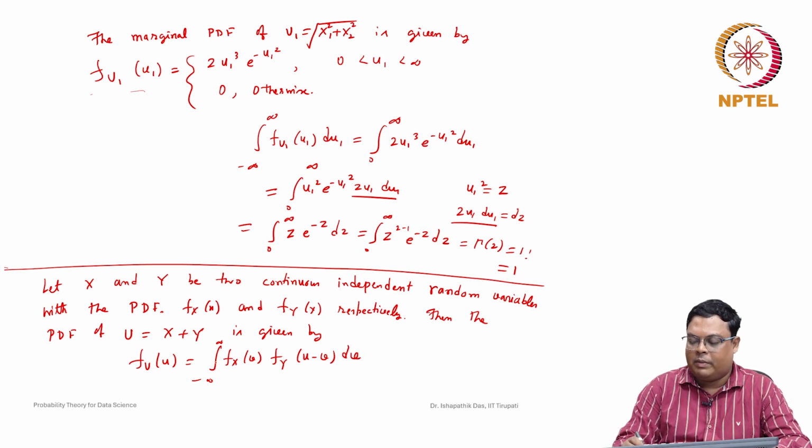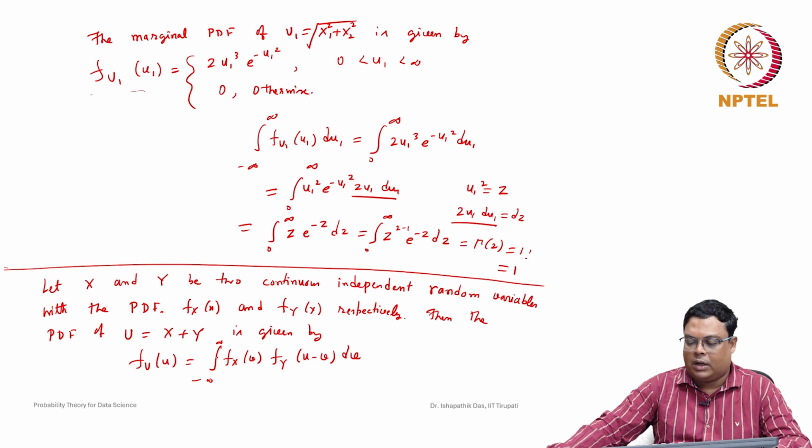In mathematics this kind of operation is known as the convolution of two functions, here fX and fY. By convolution we can find the probability density function of the sum of two random variables. Let us see how it comes.